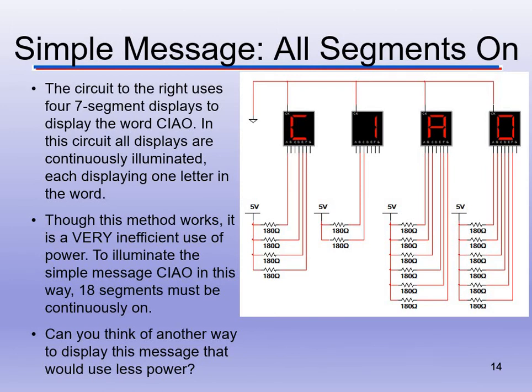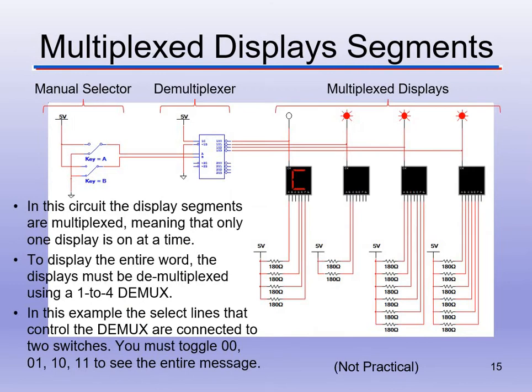But it works, but it's not very efficient, right? We can't change this if we want. This is always going to say the same exact thing. So just so you know, there's another way we can do this so it'll cycle through. Say we don't want the letters on all the time, or we want a catchy advertisement. Here's one way where we can use a multiplex signal.